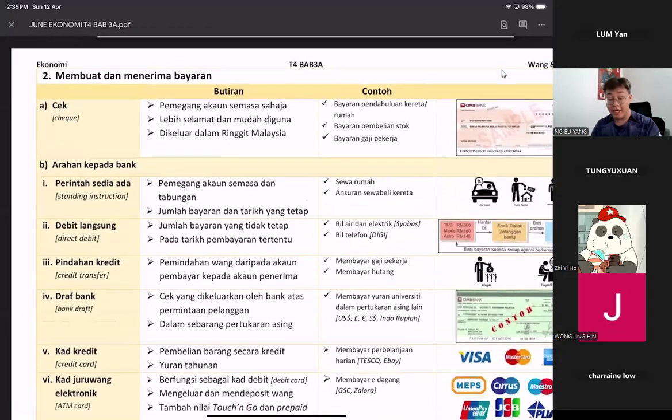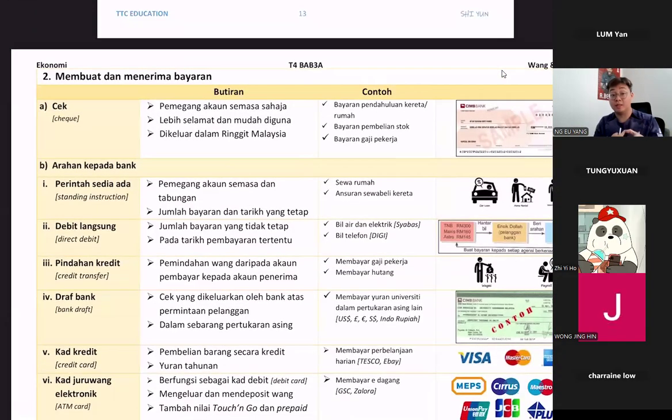So which means check is according to the arahan from customer, directly to the receiver. So let's say you're trying to pay your debtors, the receiver, which means you owe them the money, so you just pay by check. So this is not arahan kepada bank. So when you are trying to give the instructions, arahan kepada bank is using these remaining 6.